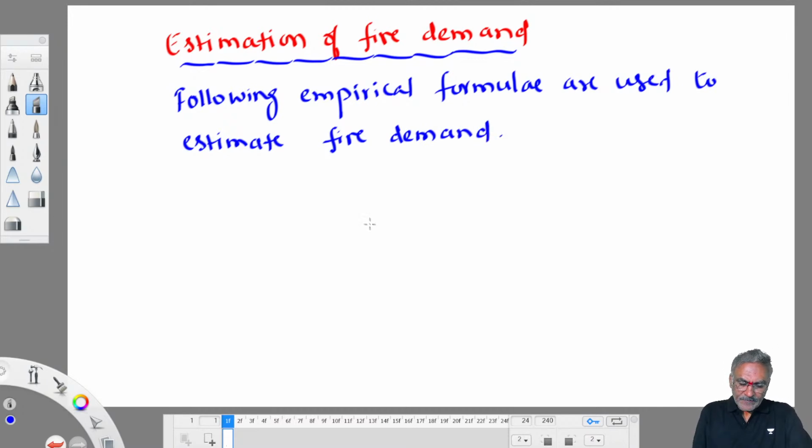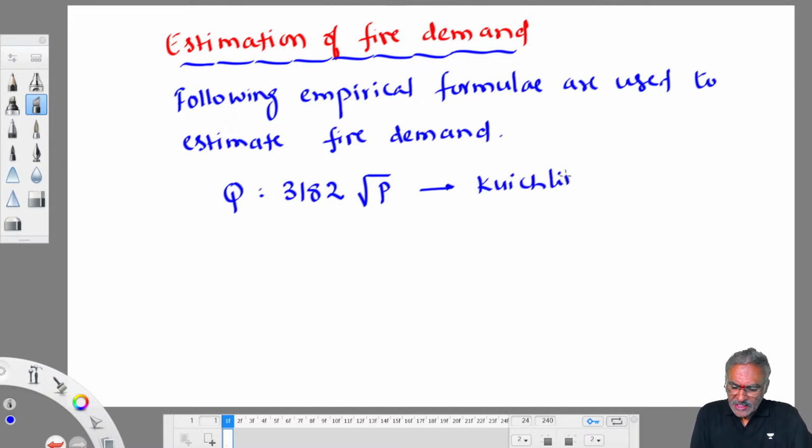The first one is Kuchling's formula, where Q is equal to 3182 root P. This is called Kuchling formula. You need not remember; if at all they ask any question, they will give you the formula. What you need to know is what is what in that formula, because with an empirical formula you don't have any freedom. Whichever unit system you are told to substitute, the same unit system you must substitute. Then only you get the proper answer. Otherwise you will go wrong.